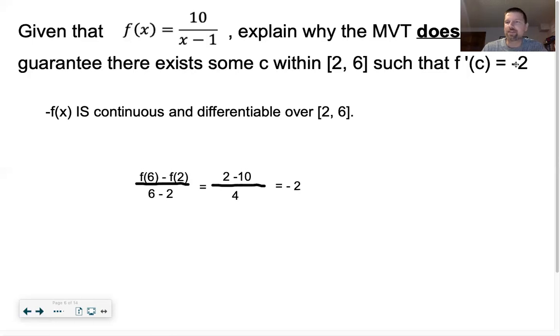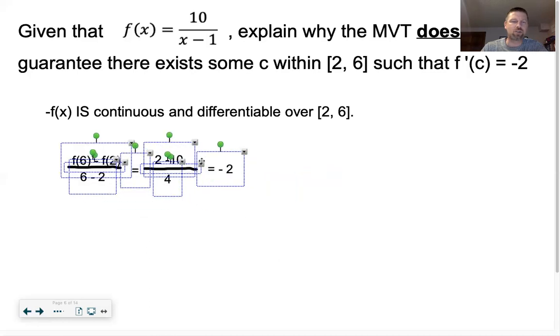And if this said something other than negative 2, like a negative 4, I'd be like, oh no, the mean value theorem only guarantees that this average rate of change is going to be equal to negative 2 somewhere, or the instantaneous rate of change is equal to the 2 somewhere. So whenever you're doing a mean value theorem problem, you've got to show both those parts.